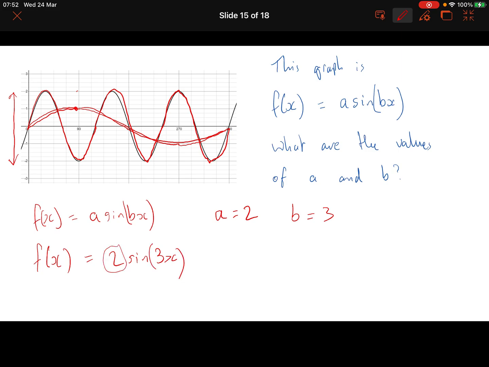This one gives me a stretch up and down, male, of 2. So my y values are multiplied by 2. This one gives me a stretch scale factor 1/3. So each of my x values are 1/3 of what they were before. So the graph is going to cycle and repeat 3 times as often as the original sine curve. Okay, so there's the answer.